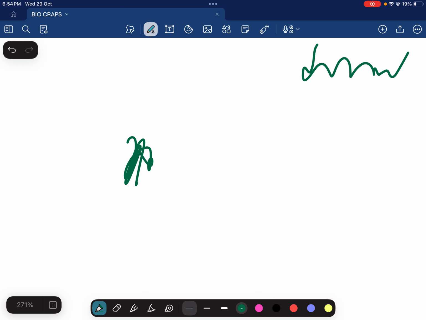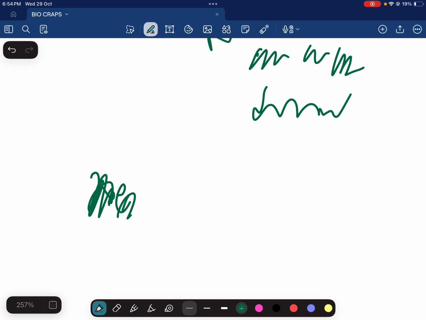Next. Okay, next one. Oh my god, there's a cockroach on my table. Should I kill it? Okay, I killed it. Moving on. Yeah. What's after that?